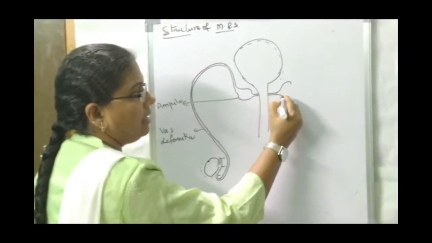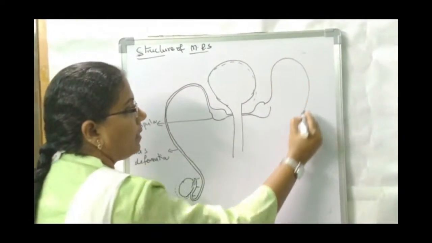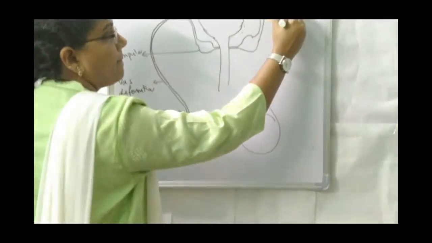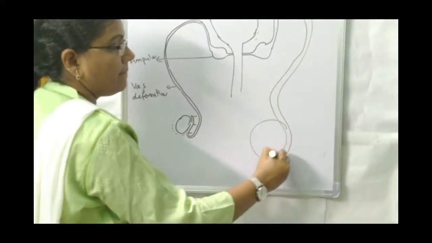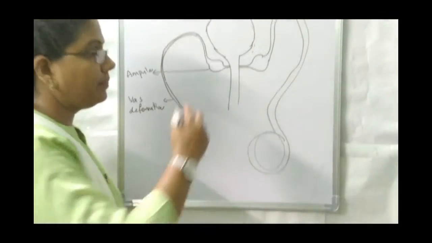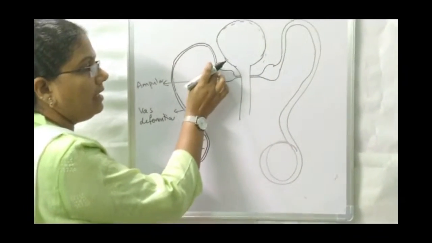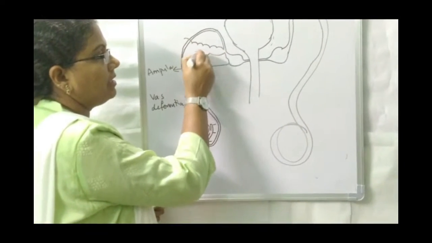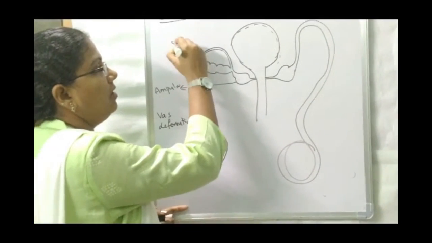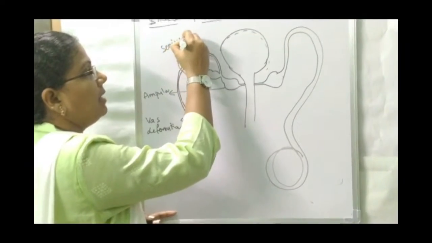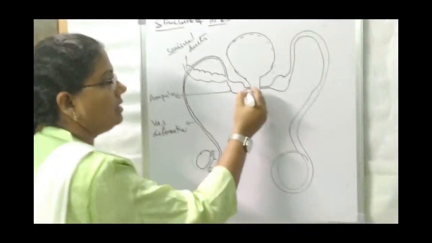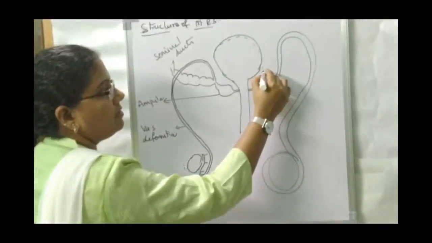Here another ampulla, like this. Like this. This is ampulla. Here leaf-like structures are there. They are called seminal ducts, to produce the hormones. These are a pair of seminal ducts.